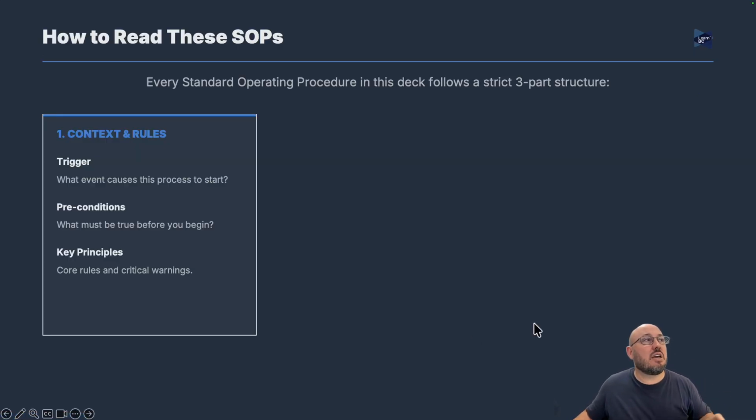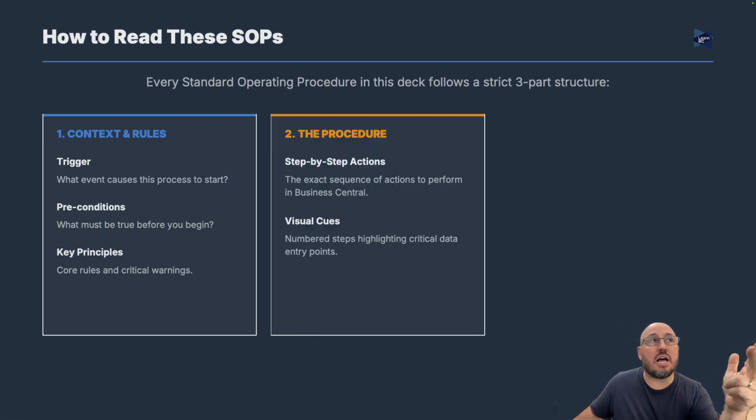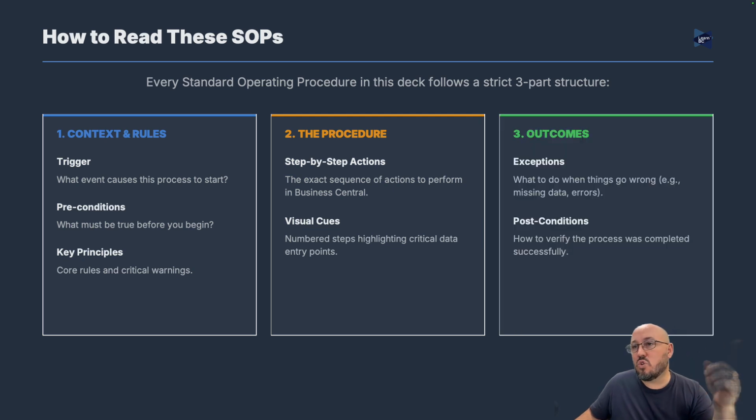Now, three things: context and rules. Let's make sure we understand what the trigger, preconditions, and key principles are. Understand the procedure, step, and I'll do a demo. And we're going to talk through the outcomes. Negative, if it's an exception, what went wrong, and positives, post conditions.